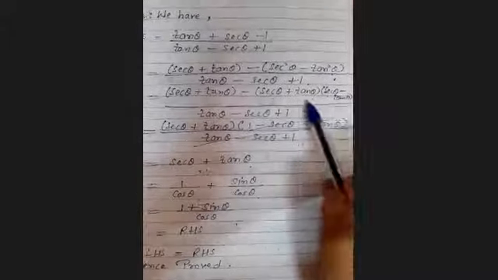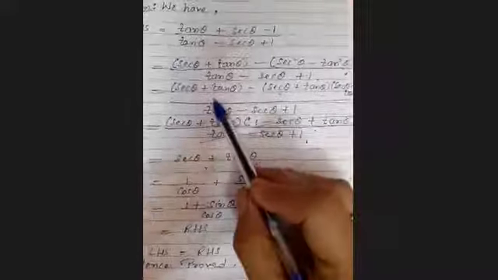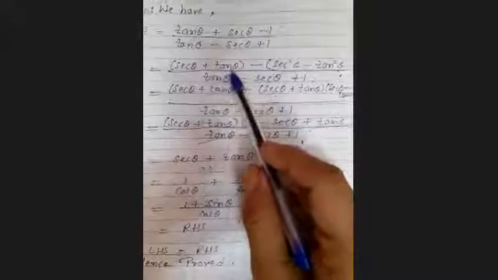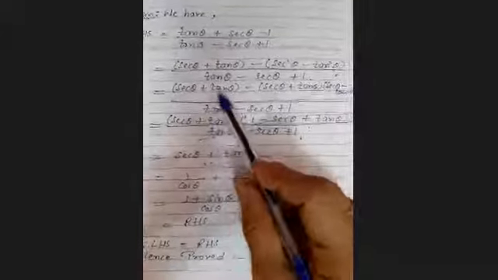Here we are getting secant square theta minus tan square theta, which can be written, as a square minus b square is a plus b into a minus b. And secant theta plus tan theta is common. That's why we have written secant theta first and tan theta second. Now it is common. We are taking it common here. What is left here? 1. And here it is minus secant theta plus tan theta.